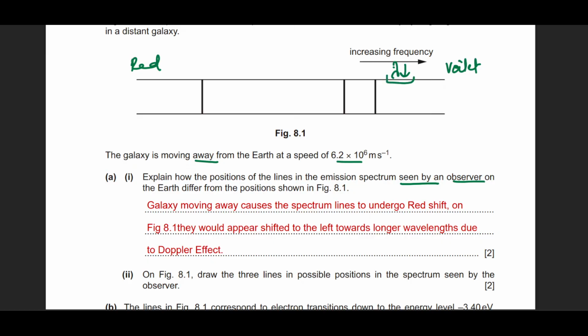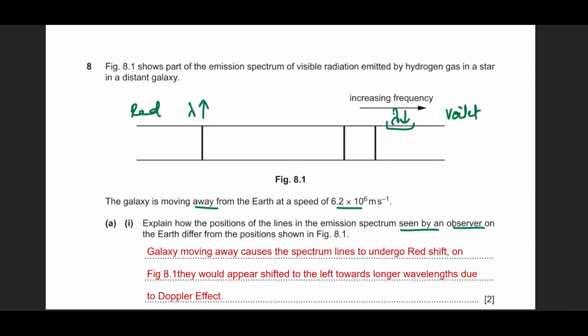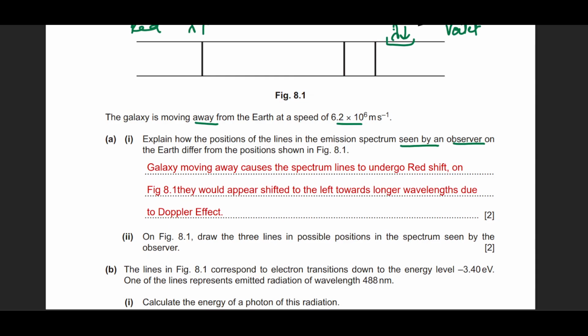If this side has shorter wavelengths, this side will have longer wavelengths. So we have to write this down in English, right? So what do we write down? Galaxies moving away cause spectrum lines to undergo redshift. You get 1 mark for this.